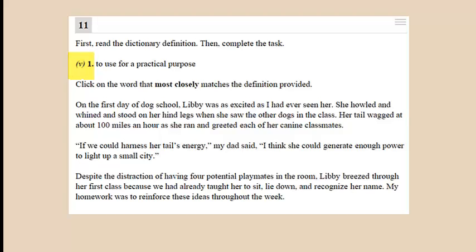So let's try this with the first sentence. First, look for the verbs, was and have seen. If I substitute used for a practical purpose for those verbs, the sentence wouldn't make sense. But when I go to the verb harness and substitute it, it does make sense. So harness is the right answer.